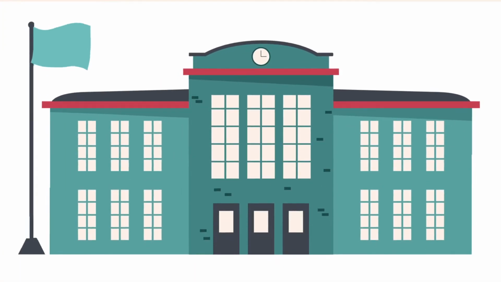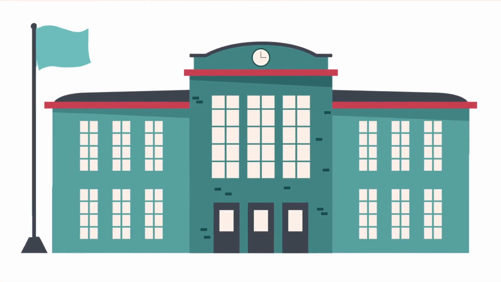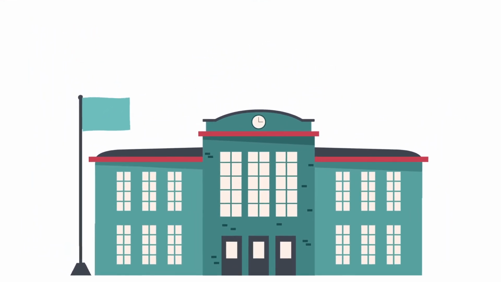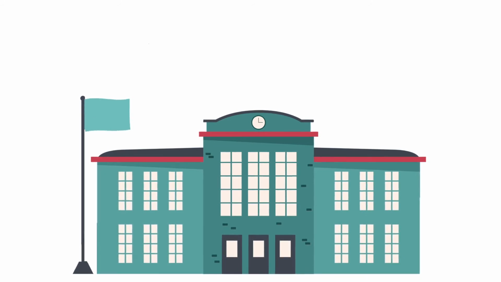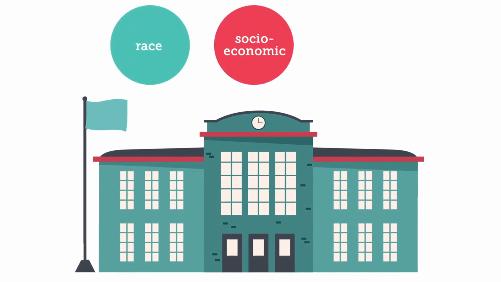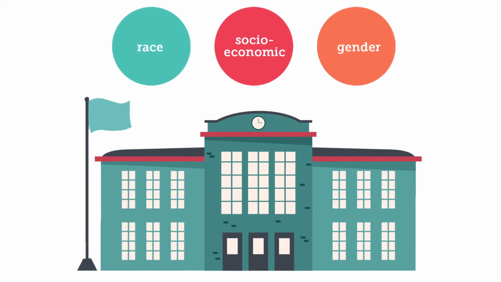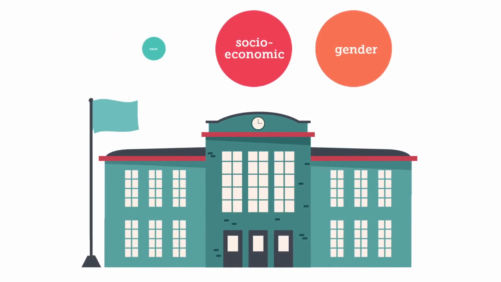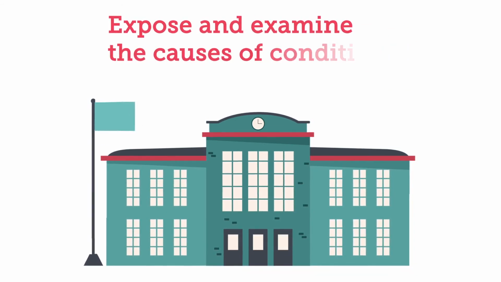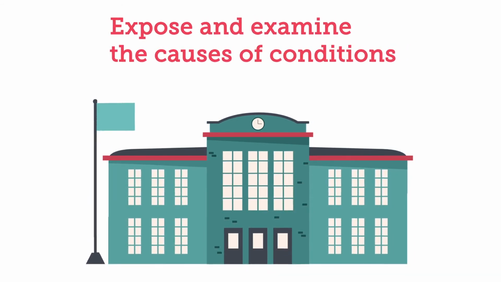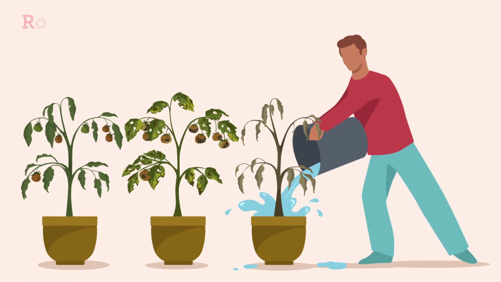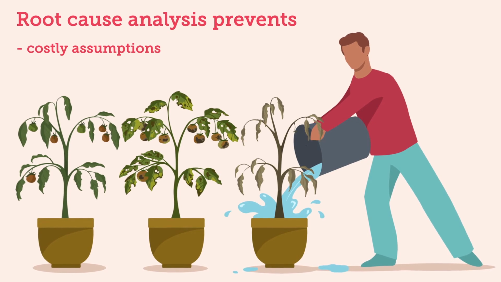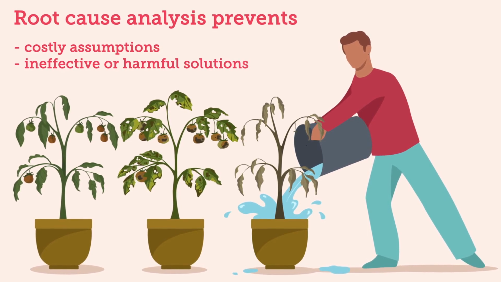Moving into a real-world example, a complex system, like a school, requires you to recognize that conditions are experienced differently by individuals depending on a range of variables like race, socioeconomic status, gender, and others. It's here, when the causes of the conditions you see are varied and complicated, that you need to expose and examine them. By engaging in the process of root cause analysis, you lessen the chance of making costly assumptions or implementing solutions that could potentially be ineffective or harmful.